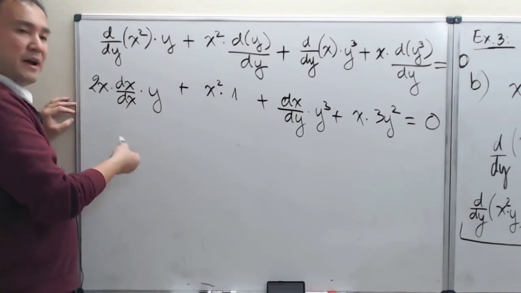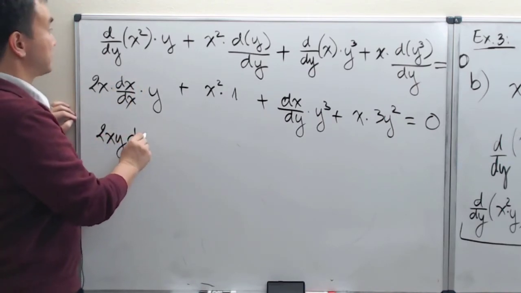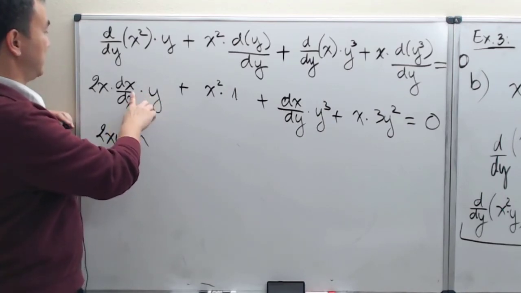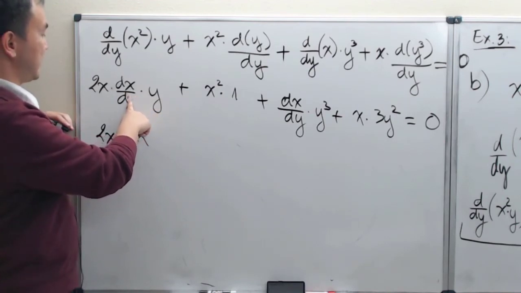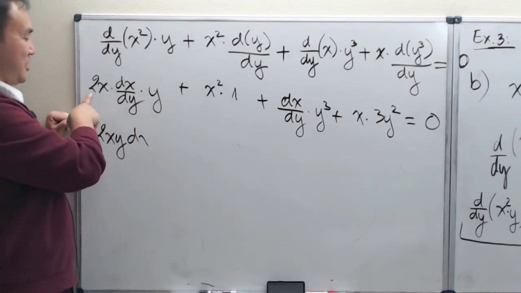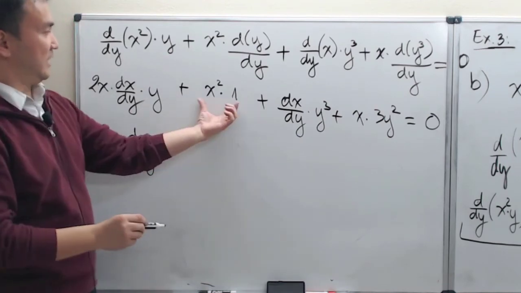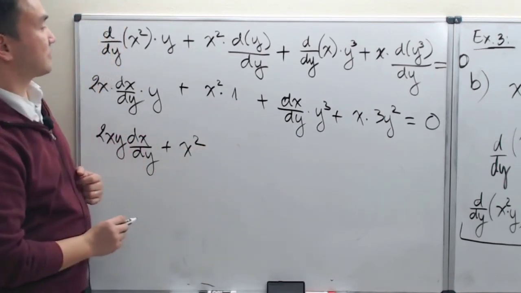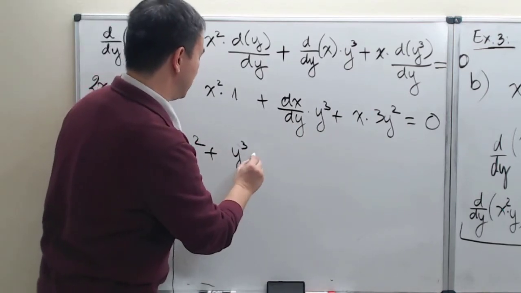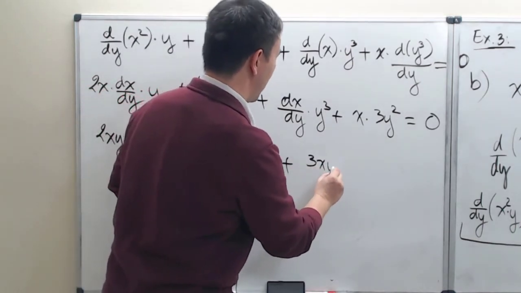In my next step, it's just a matter of rewriting the term. First term becomes 2xy, and see, I already had a mistake right here. I should have written in my earlier step that it should have been dx dy right there, and I wrote dx. So this is 2xy dx dy plus x squared, plus y cubed dx dy, plus 3xy squared equals 0.